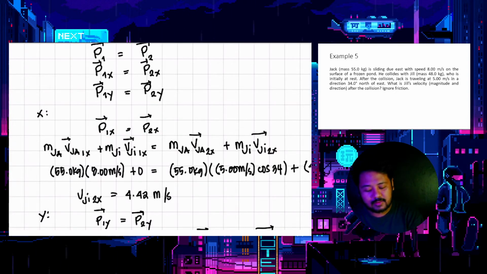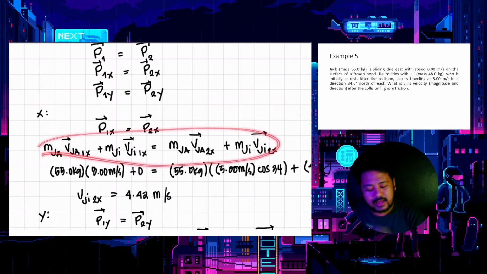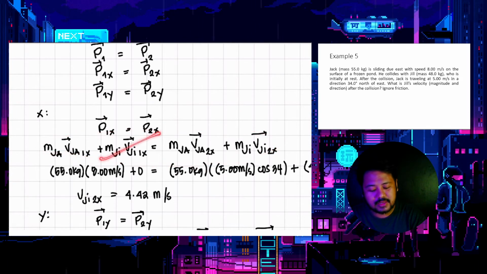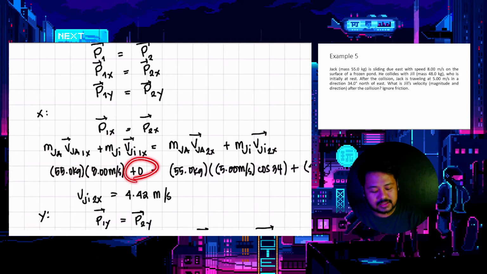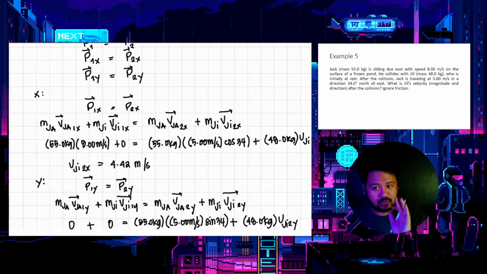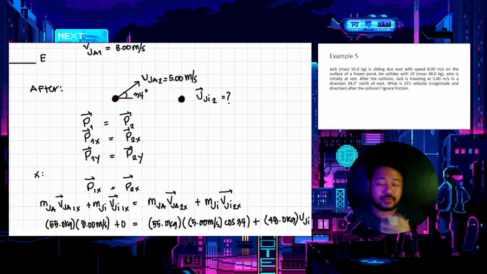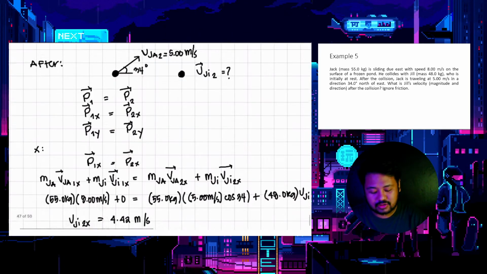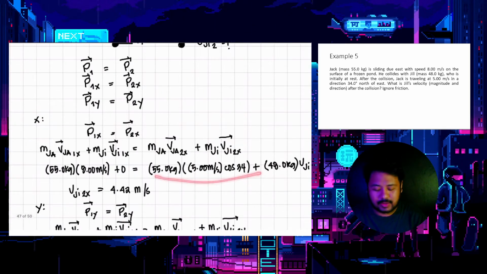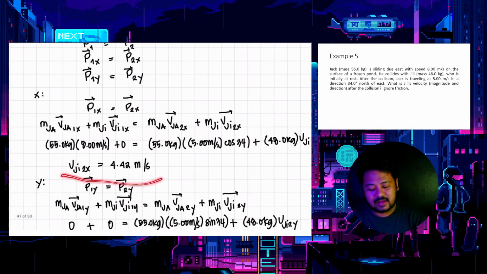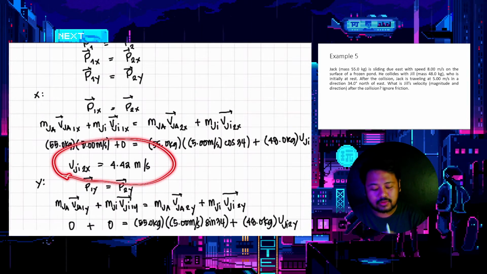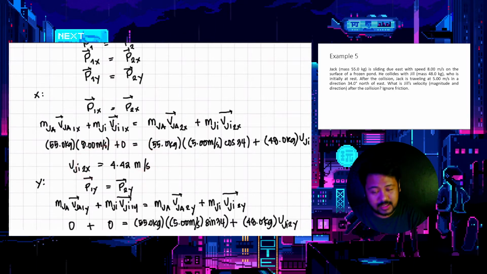So we have here our equation. And we know that Jill is at rest, so this will just become 0. Hence, we have this one. And we have to get the x component of Jack's momentum after collision. So this is our x component. We will be using the cosine function. So we now have this one. It will give us Jill's final velocity or final speed at 4.42 meters per second. Okay, that's along the x.